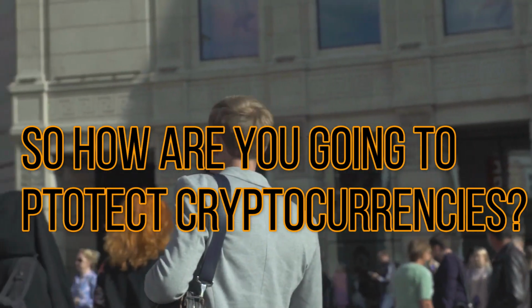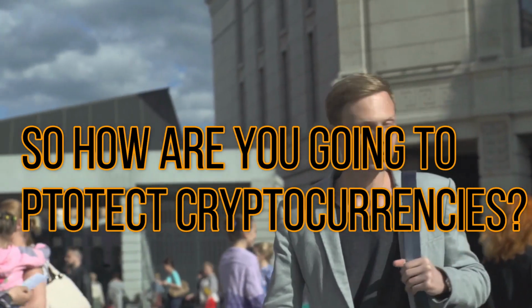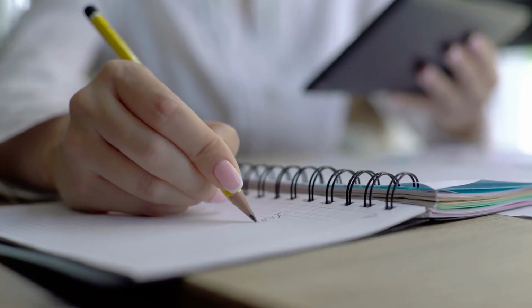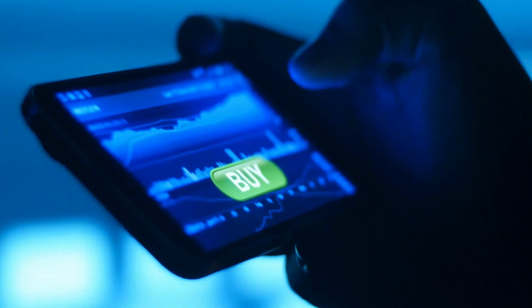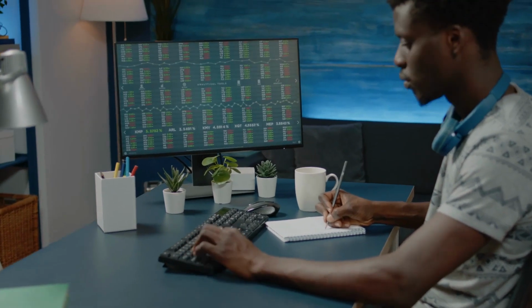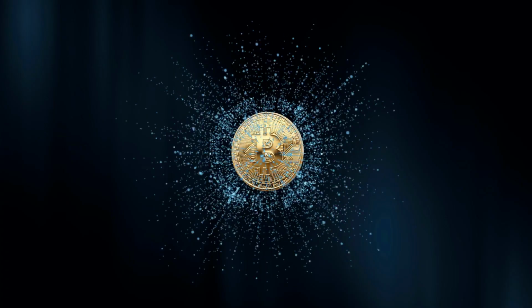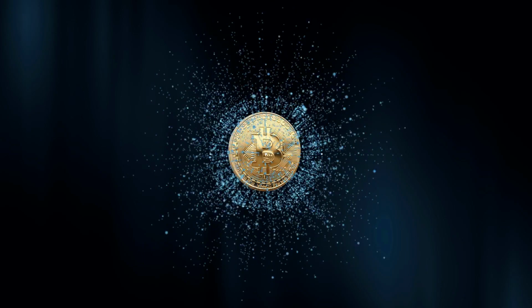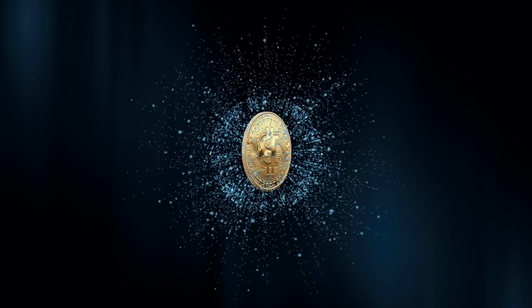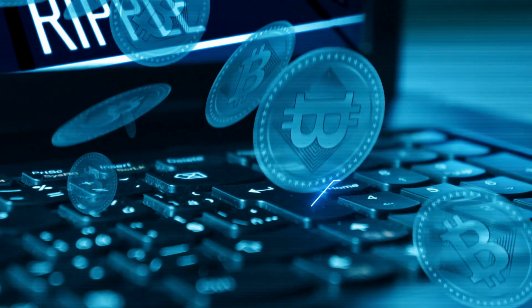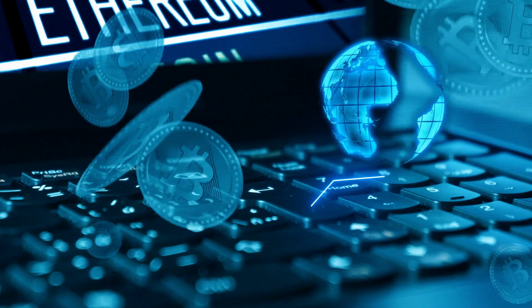So how are you going to protect your cryptocurrencies? First, before you do anything, research and investigate. Before you buy a cryptocurrency, make sure you know how it works, how to use it, and how to exchange it. Take a look at websites for currencies like Ethereum or Bitcoin so you can fully understand how they work. You should also read separate articles about the cryptocurrencies you're considering.